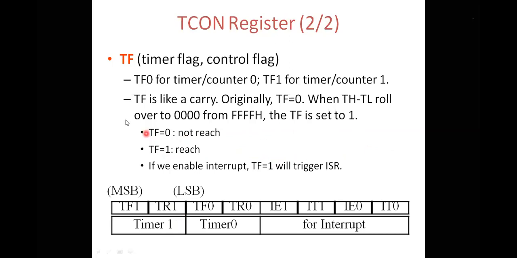And timer overflow flag bit. So TF0 for timer 0, TF1 for timer 1. So TF is like a carry only. So that means originally the timer overflow flag bit is 0. It becomes 1 when it rolls over from FFFF, this maximum value, to 0000. So when the timer is in running state, the timer overflow flag bit will be 0. When it reaches its maximum value, what happens? Timer overflow flag bit becomes 1.